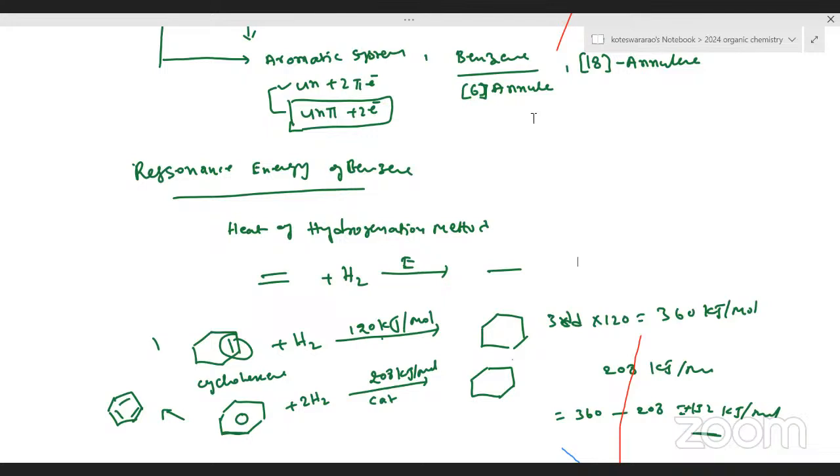Just recollect it. From tomorrow onwards, we will go to the actual topics: criteria of aromaticity and Frost-Musulin diagrams, Huckel molecular orbital theory, the rationalization of Huckel theory, and what are benzenoids and non-benzenoids. Those concepts we are going to discuss from tomorrow. Okay. Thank you, sir. Thank you very much.